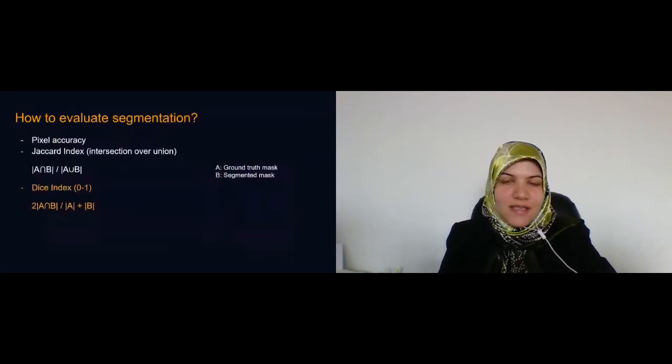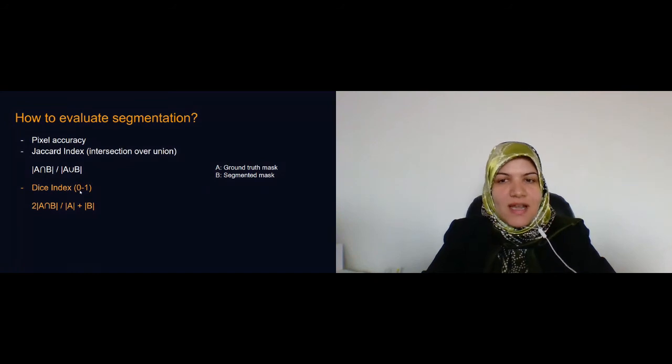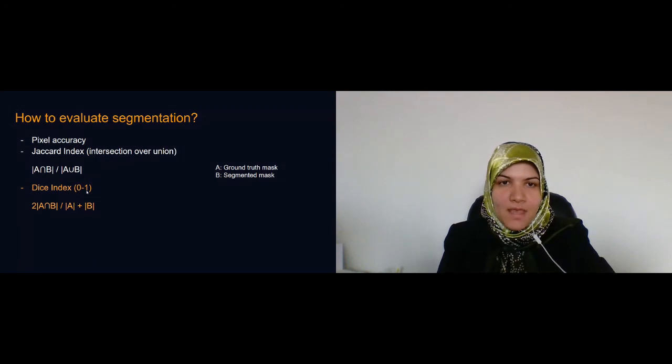To evaluate the segmentation, there are different measures, but in this presentation, I mainly focus on the DICE index, which is an index between 0 and 1. And this is the equation: it's the intersection of the ground truth mask and segmented mask over the summation of each of these masks. A DICE score of 0 means there is no overlap between the ground truth and segmented masks, and a DICE score of 1 means that we have perfect segmentation and complete overlap.